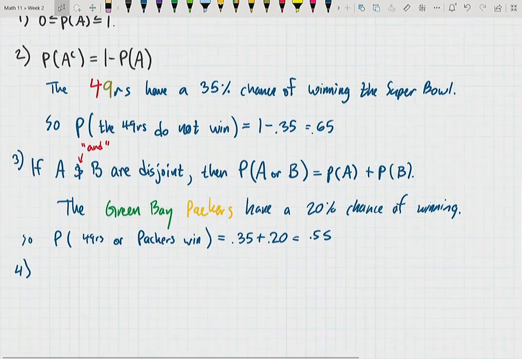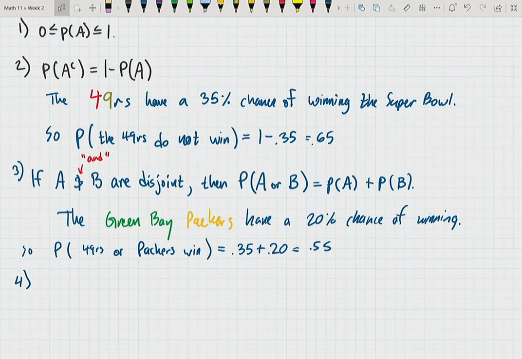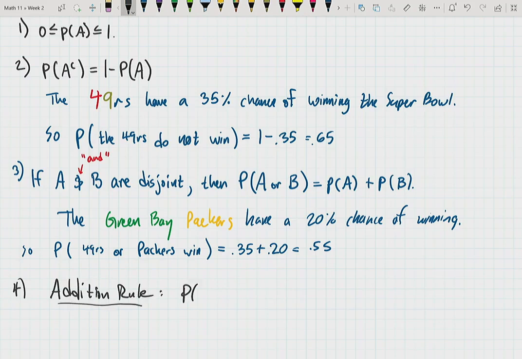But what if you want to take the probability of one event or another, but they aren't necessarily disjoint. So in general, in fact, there's a name for this. This is the addition rule. The addition rule states that the probability of A or B is the probability of A plus the probability of B minus the probability that they both occur.